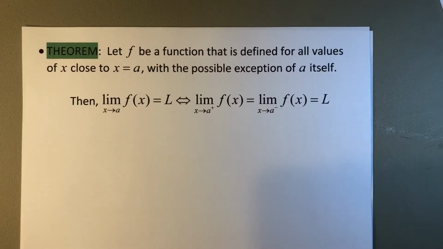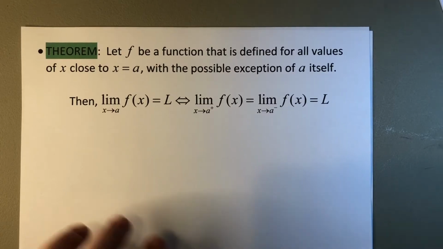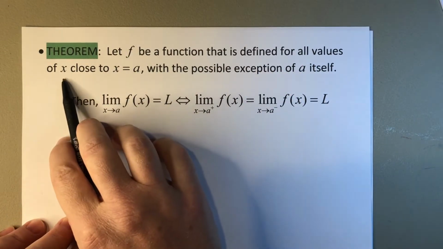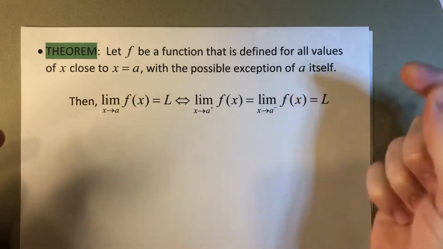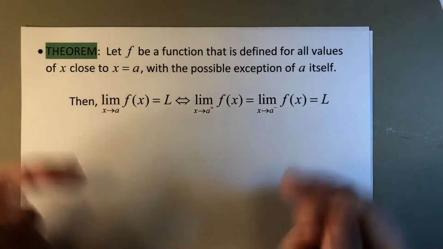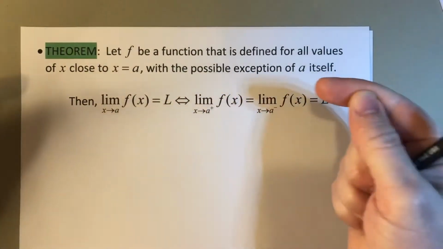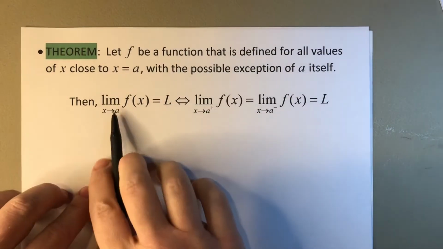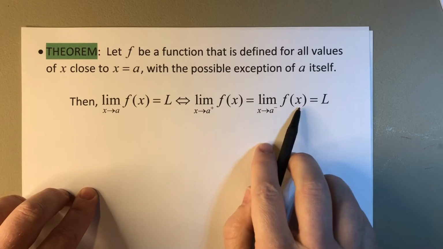Okay, this theorem is basically telling us that if we have a function that is defined for all values of x close to a, so on both sides of it, as you approach a from the right and from the left, if it's defined coming from both sides, then what's going to be true?